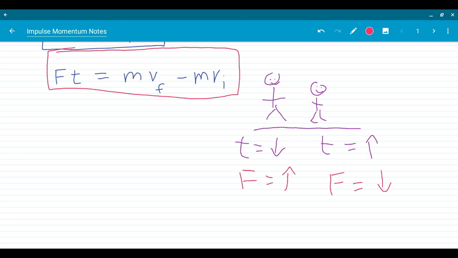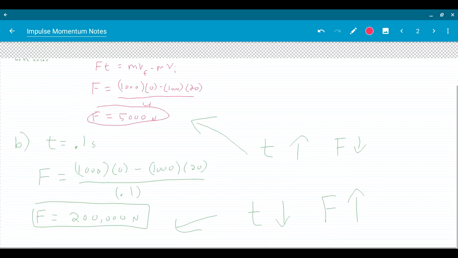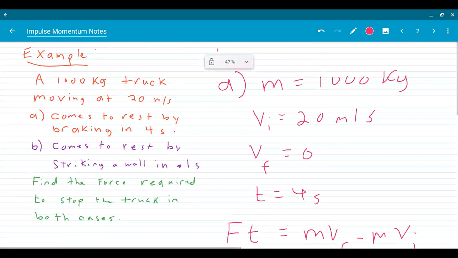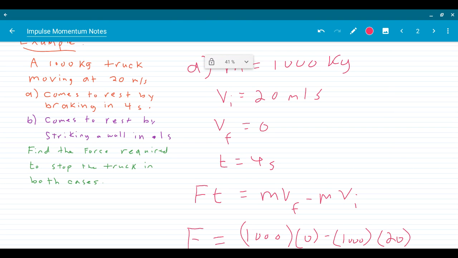Last week, I assigned you guys a video to watch about car crashes, and here's a problem based off something like that. So let's put some numbers into this stuff. We have a 1,000 kilogram truck moving at 20 meters per second, and it's going to come to rest by braking in 4 seconds for scenario A. And in the second set, it's going to crash into a wall and stop almost immediately in 0.1 seconds. In both cases, we want to find the force required to stop the truck. So let's start listing some givens and do the braking portion right now.